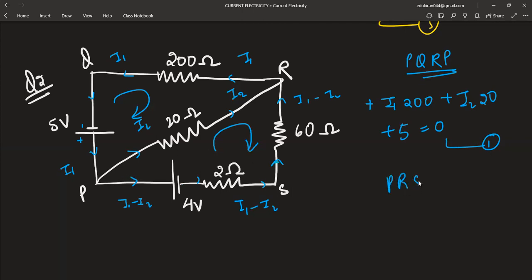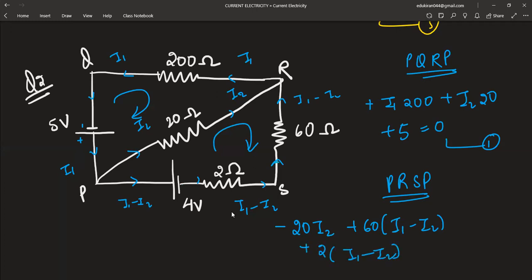This is PRSP, right? So here we are moving along the direction of current, so this time it will be minus 20 I2. Then coming, this is in opposite direction, so plus 60 into I1 minus I2. This is also in opposite direction, so plus 2 into I1 minus I2.